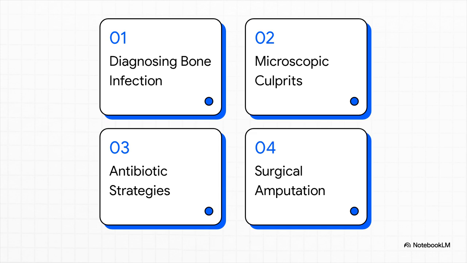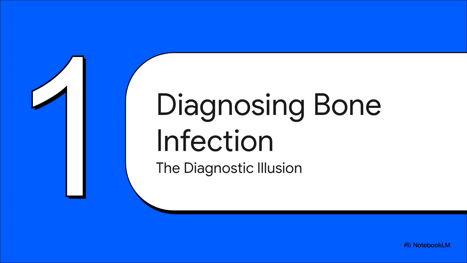Here is our roadmap for today. We're going to cover diagnosing deceptive bone infections, identifying the usual suspects, targeted antibiotic strategies, and finally, surgical amputation techniques. Let's jump in. Section 1. Diagnosing deceptive bone infections, the diagnostic illusion.